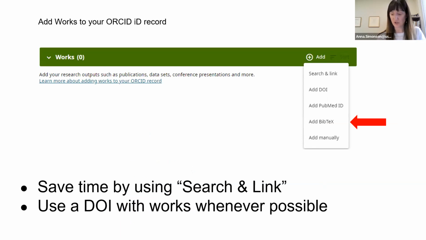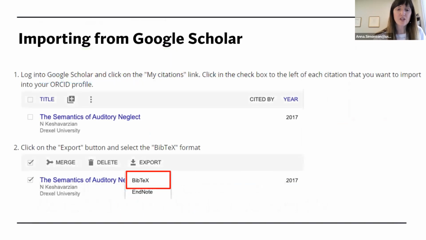So now I want to show you the BibTeX. So BibTeX right now really only refers to Google Scholar. This is where you'll use it. So when you import from Google Scholar, when you log into your Google Scholar account, you'll look at your citations. You can select all of them or select just a few. And then you're going to export it as a BibTeX file. And that's how you're going to get it into ORCID.